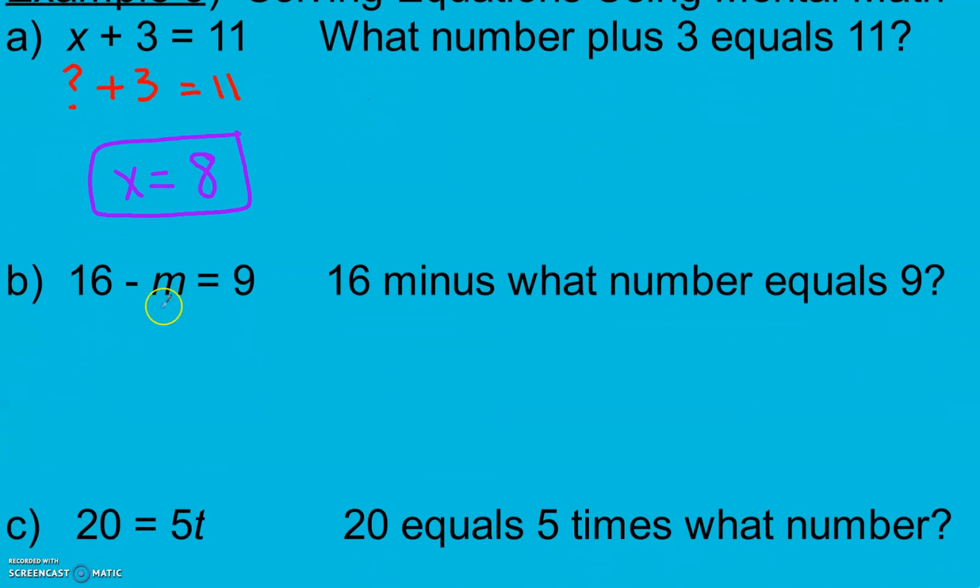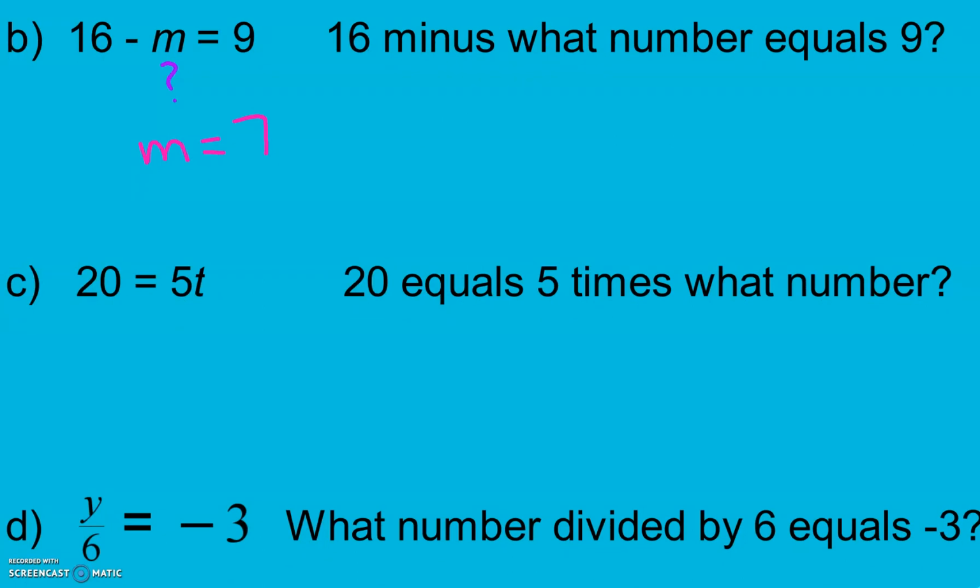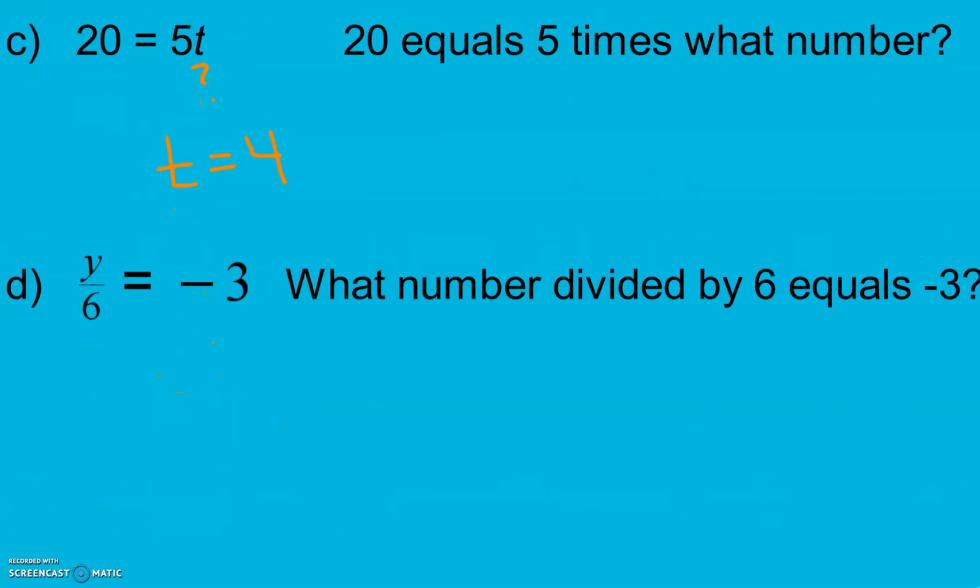16 minus what number gives us 9? Well, 16 minus 7 is how we get to 9. Here I have 20 equals 5 times what number? Well, 4 times 5 is how I get to 20. And what number can I divide by 6 and get -3? Well, since it's negative, we know that our answer needs to be negative, and 18 divided by 6 is how I get to 3. So think of these as questions, kind of work backwards.